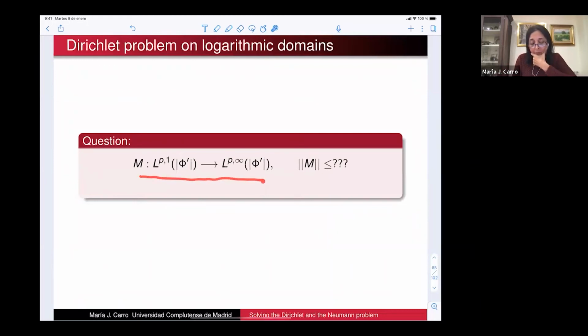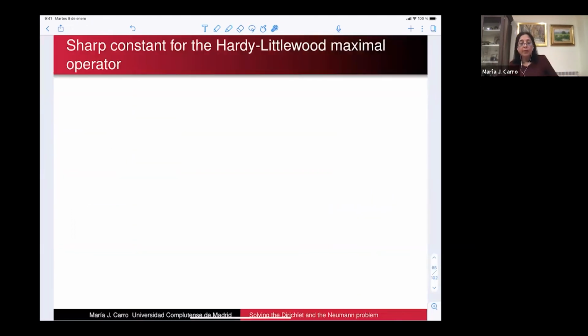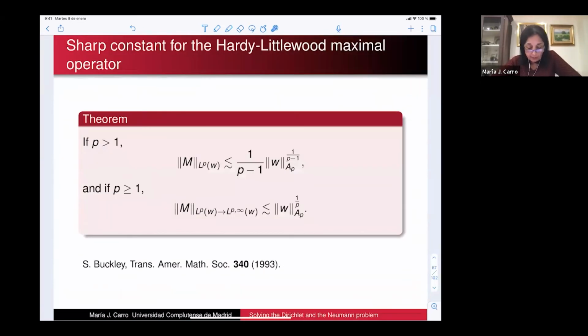We know that the boundedness of this operator holds if the weight is in A_p, but we need to know how the norm of this operator behaves in order to study the control. Now, this kind of result is what we call sharp constant, or constant for the Hardy–Littlewood maximal operator, and this was studied by Buckley in '93, where he proved these two results.